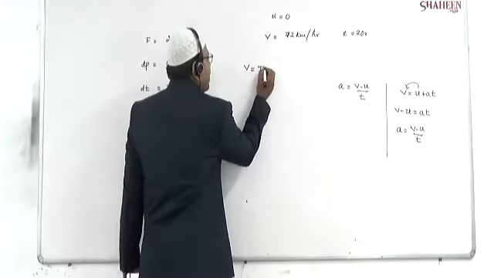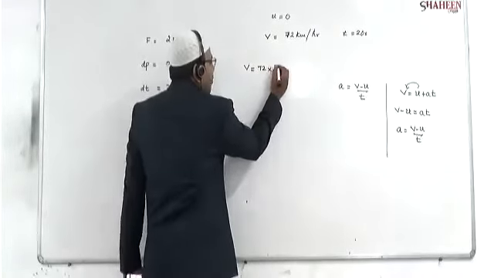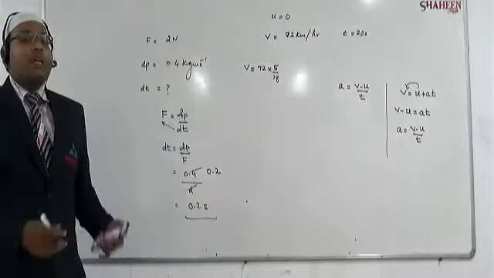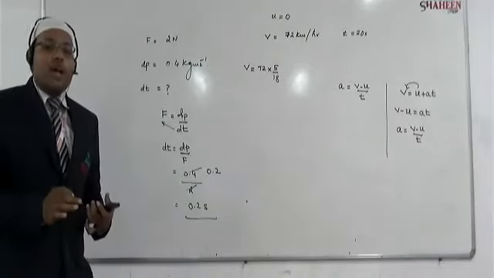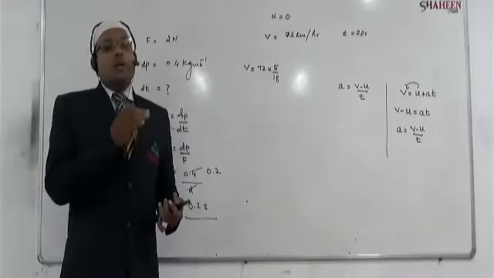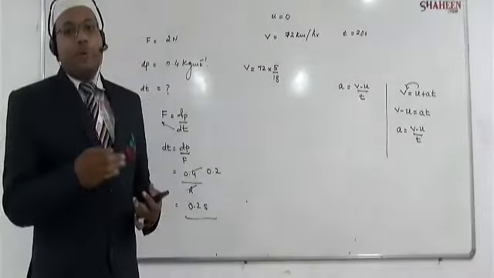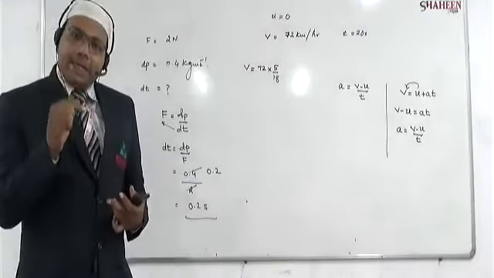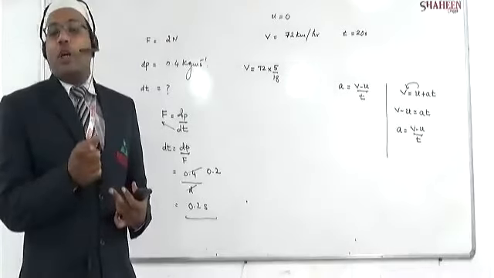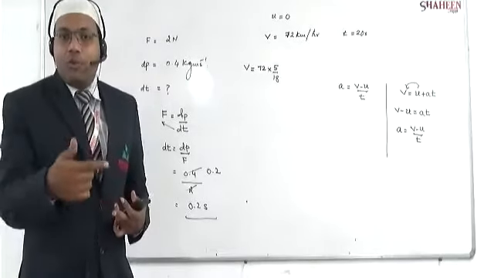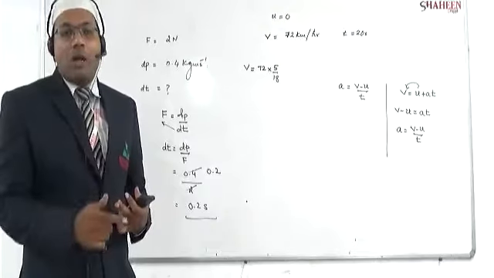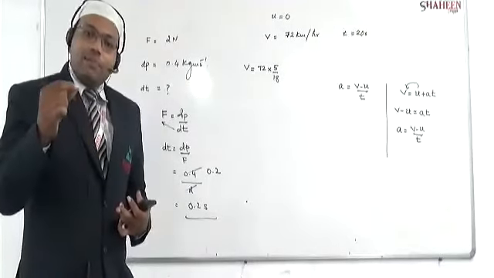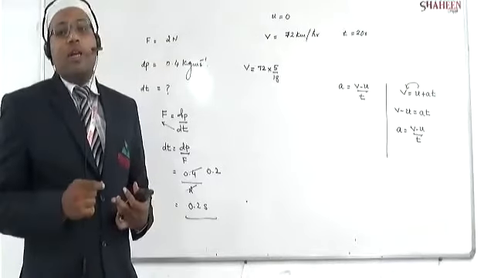v is equal to 72 into 5 by 18. Beta, this factor you have to remember. This factor 5 by 18 is the conversion factor in order to convert the velocity from kilometers per hour to the velocity in meters per second. So you multiply by 5 by 18 in order to convert from kilometers per hour to meters per second.